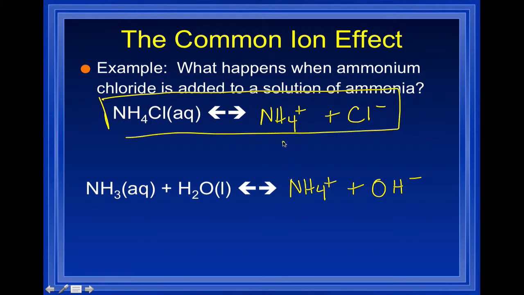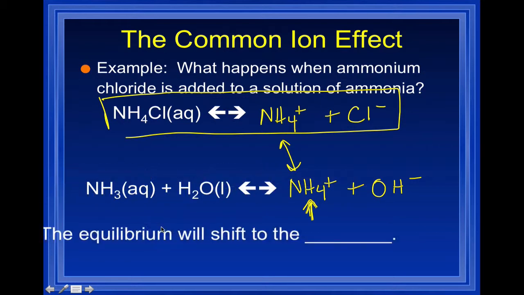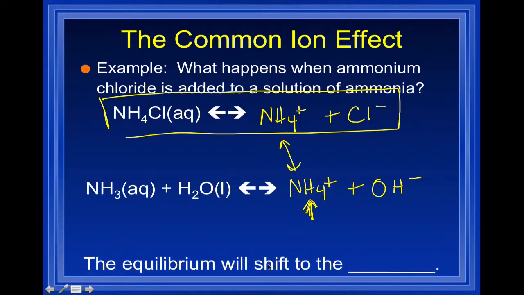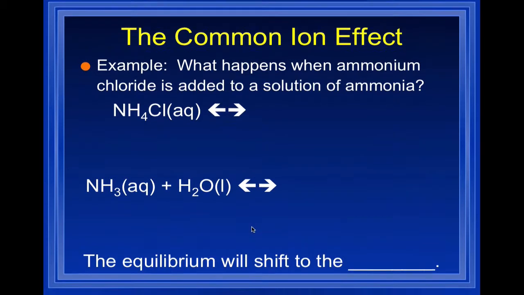And what we can see is that the ammonium ion is the ion that's already in this equilibrium equation. So what we're doing is we're adding more ammonium. And according to Le Chatelier's principle, if I add more of this, the equilibrium should shift back to the left in order to account for that stress that I've added to the system. So in this case, the equilibrium will shift to the left. And what that's going to do is it's going to lower the amount of ammonia that actually dissociates. So you're going to have a percent dissociation that's smaller than what you would expect.